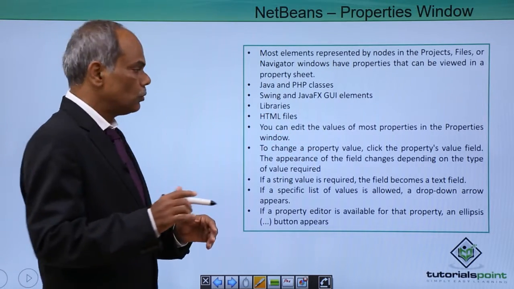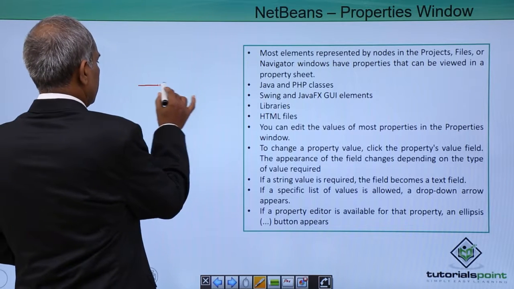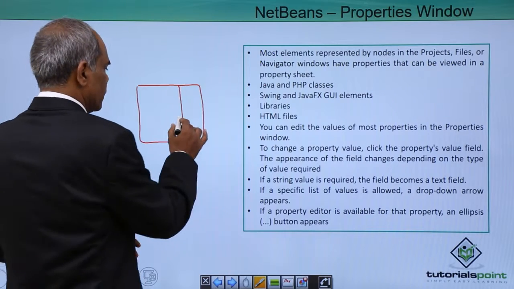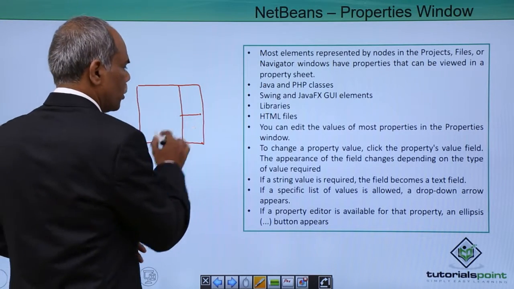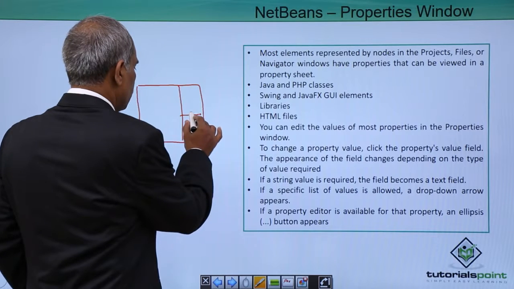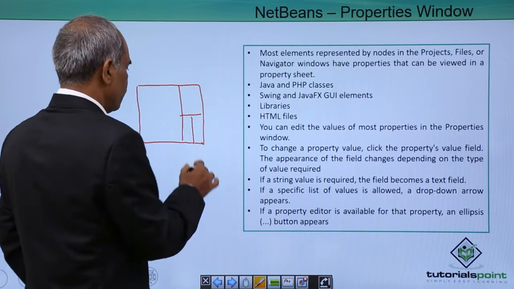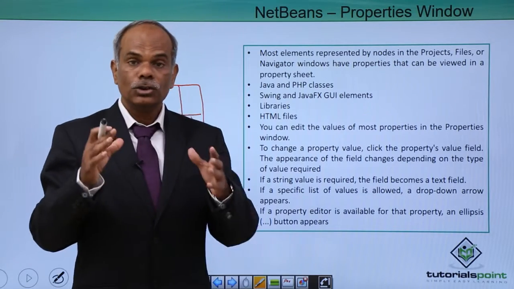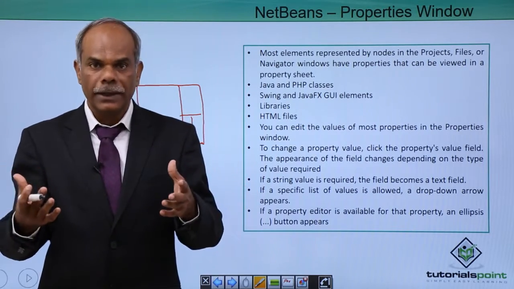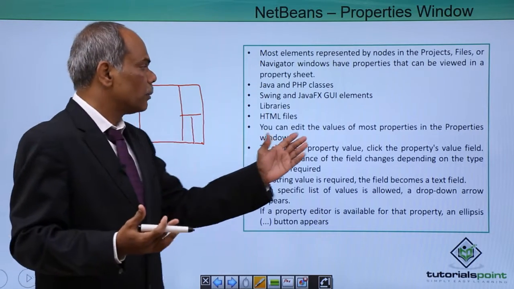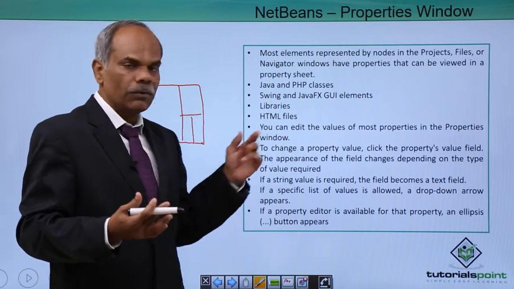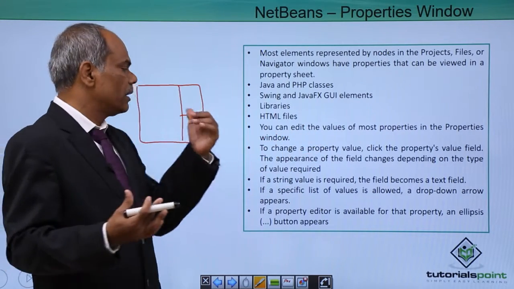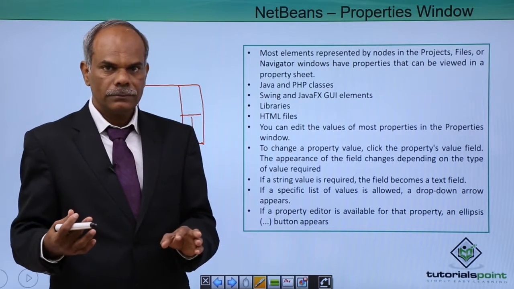Where is the properties view or window that will appear in the NetBeans IDE? It usually appears on the right column, usually here. This is the property window. This property window will have two columns, one for the name of the property and the other for the value. Some of the properties will of course be read-only, but for most properties of any type of object, you will be able to modify the value from here.